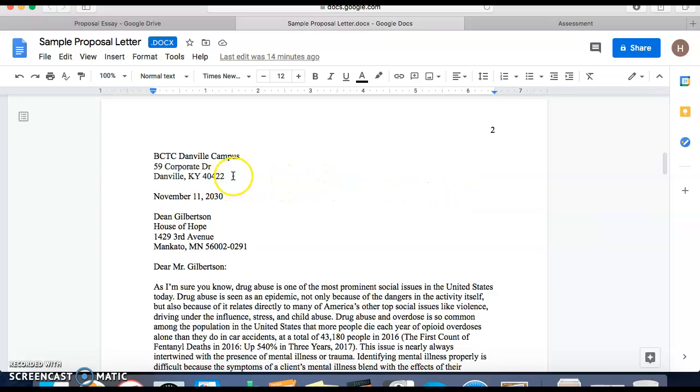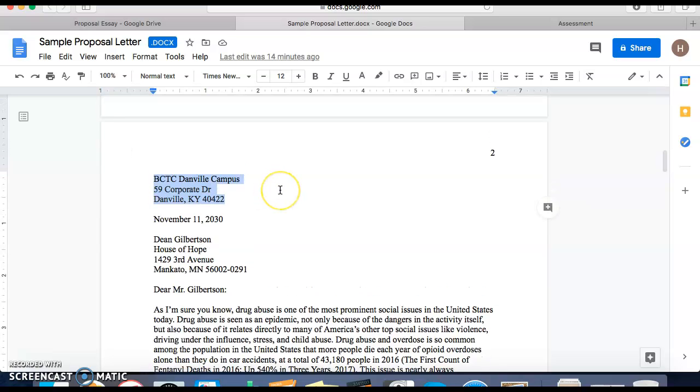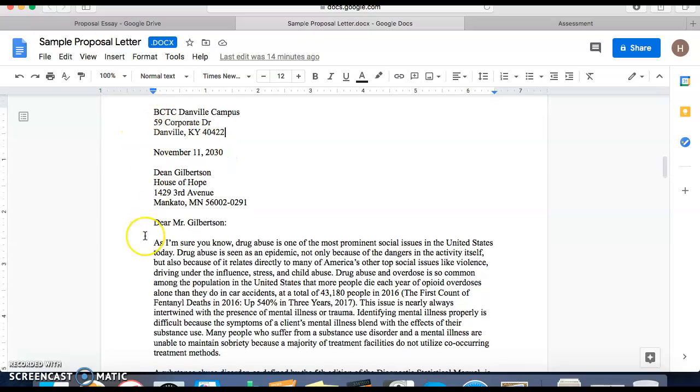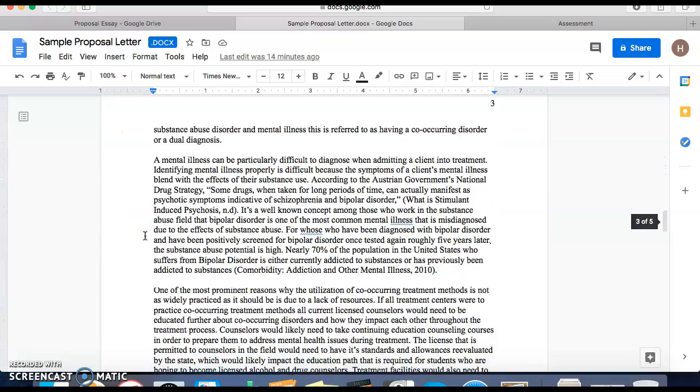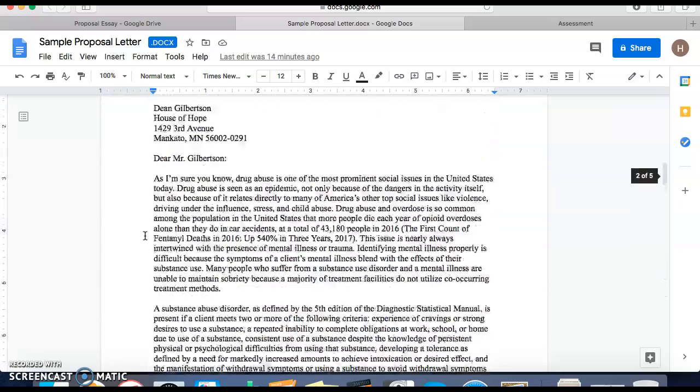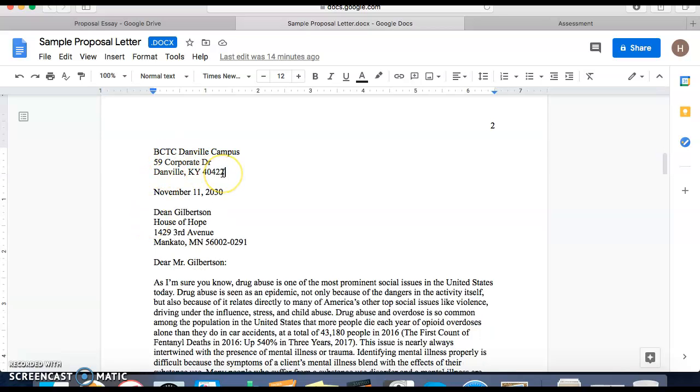We have here first the address of the campus, BCTC's campus in Danville. So that is your address that you put in the top left-hand corner here. That's the first thing you start with. And you'll notice that everything is left justified all the way down to the end. It's the normal 12-point Times New Roman font, but it is single space left justified.